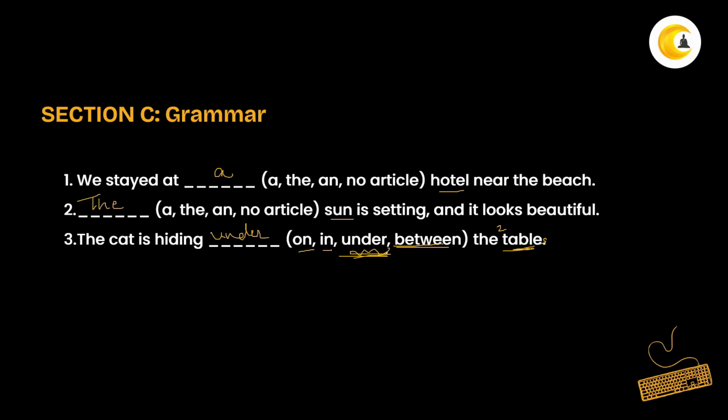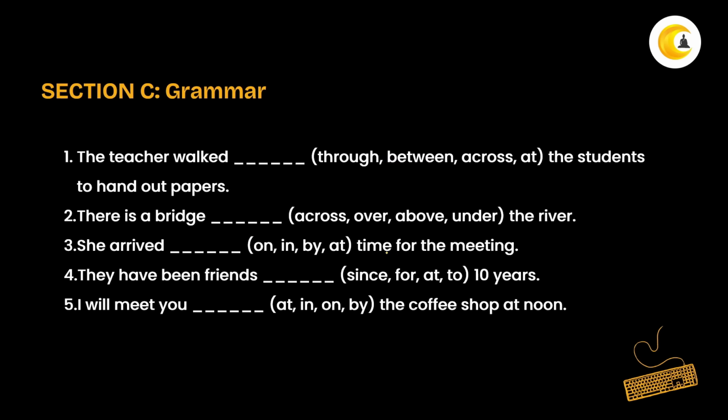I hope you have got it from the word under. Okay. The teacher walked dash the students to hand out the paper. Now, a teacher cannot walk through the students. It is like you are some translucent thing, and I can walk through you. That is not possible. Cannot walk across the student. I can't walk at the student. So you can always walk between the students. Okay. So the teacher walked between the students to hand out the paper.